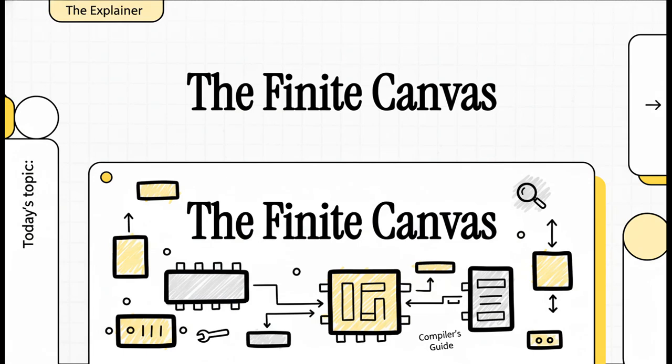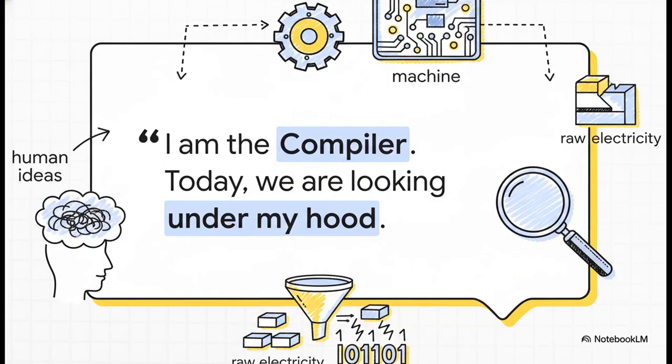Let's talk about something fundamental to all programming, the finite canvas, and specifically a compiler's guide to data type limits. Hello, I am the compiler. I'm the one who translates your human ideas into the raw language of the machine. But today, we're doing something a little different. I'm letting you look under my hood to see the very edges of my world.